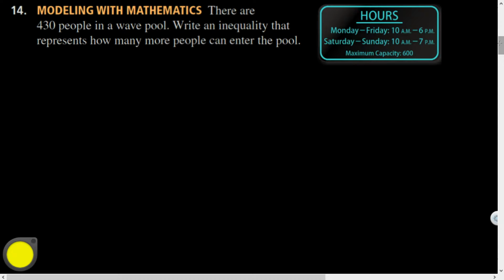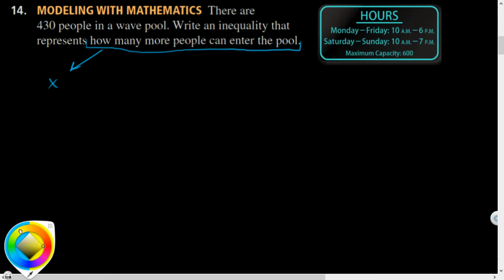All right, there are 430 people in a wave pool. Write an inequality that represents how many more people. Ooh, I like that. I'm gonna underline that. How many more people can enter the pool? So that's gonna be my variable. I'll call that x. Number of people more that could enter the pool.